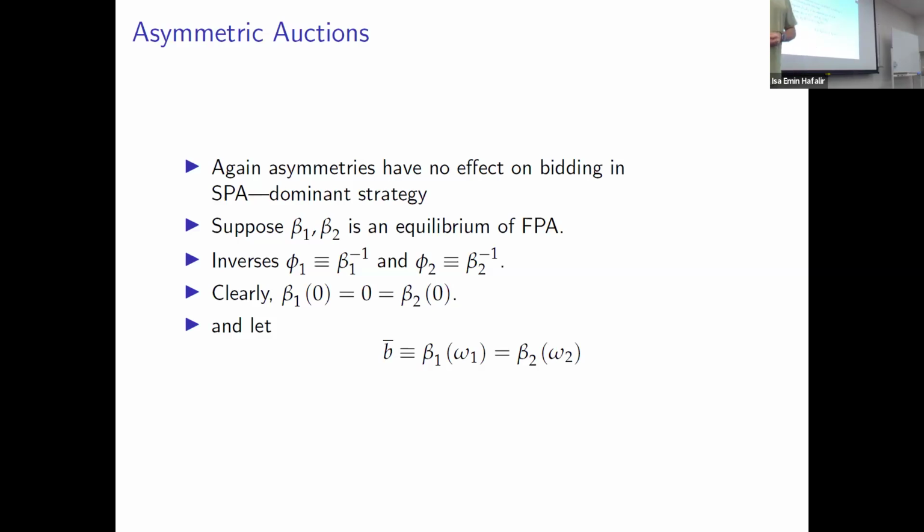If the values are distributed between 0 and omega 1 for bidder 1 and 0 and omega 2 for bidder 2, first of all, you can see that the bid of a bidder with value 0 has to be 0. So this has to hold for both bidders. And secondly, maybe it's not that obvious, but not that difficult to see that the highest bids have to be the same too, right? And I can prove this without using any whiteboard.